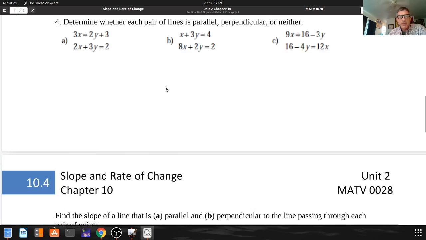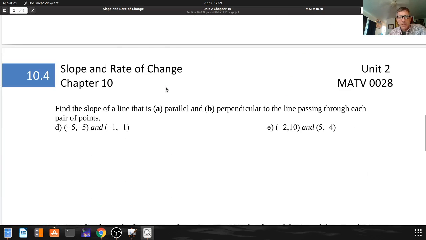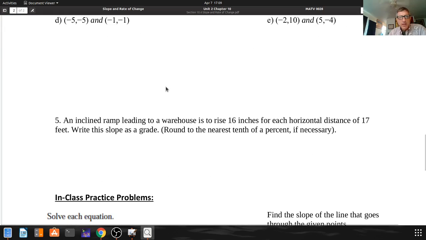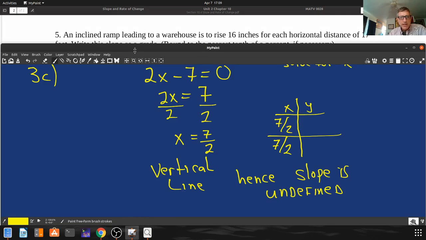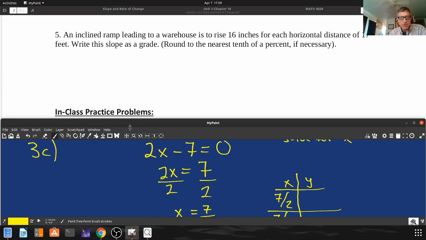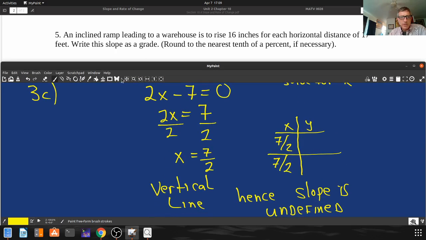So the parallel and perpendicular lines, that's really, really interesting. But again, it's not something that we're going to deal with in this class. And it reminds me, I need to make sure your homework doesn't have any of those types of questions on it. I'm pretty sure it doesn't.